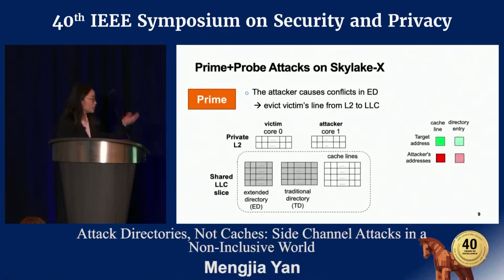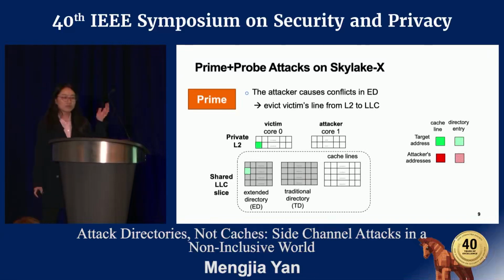And this is the system we work with. We have the victim and attacker on different cores. They share the last-level cache. I only show one slice of it. I will use a green block to indicate the target address and a red block to indicate the attacker's addresses. And I use a solid block to show the cache line and a slashed block to show the corresponding directory entries.